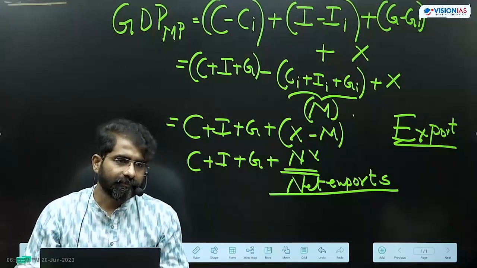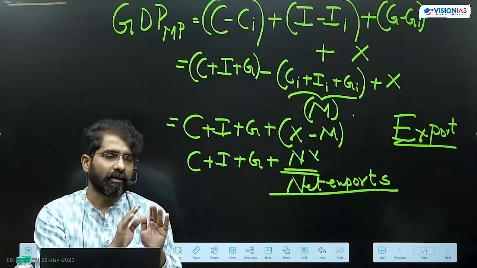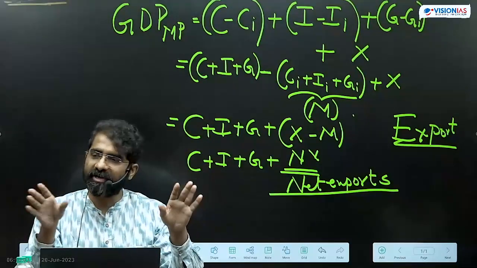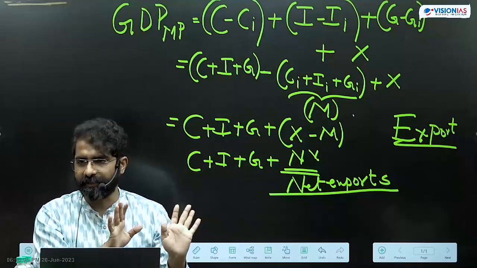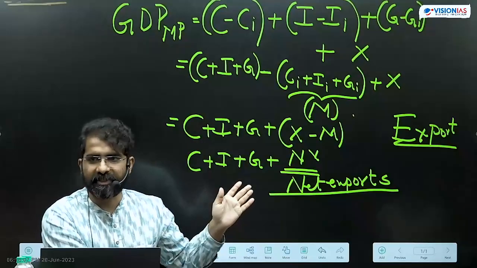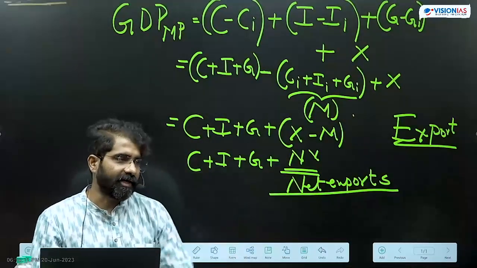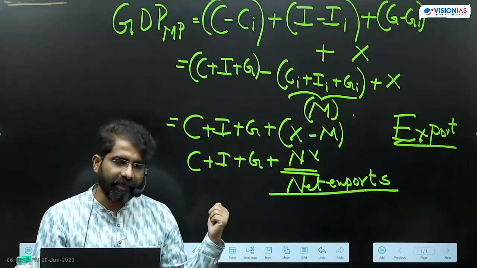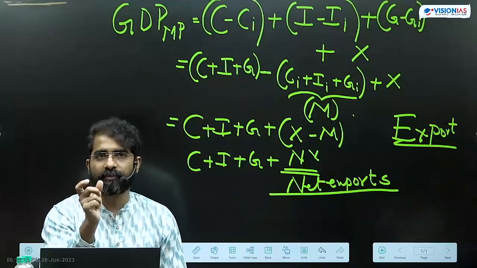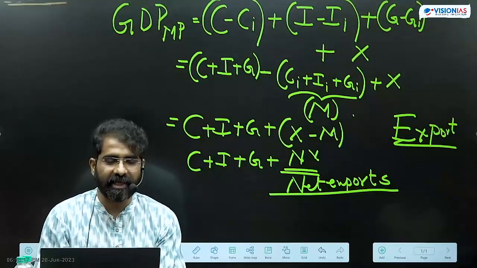Clear till there? So if you add all this, you arrive at GDP at market price. GDP at market price is basically when you are adding all this, C plus I plus G plus net export. We'll come to that. Then put a small note about gross fixed capital.